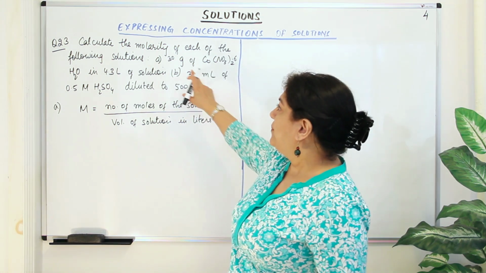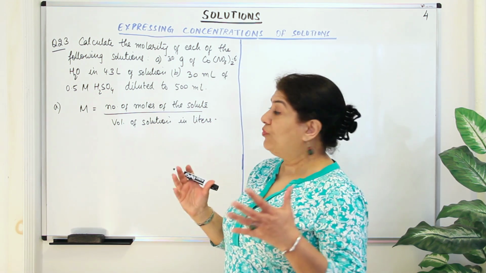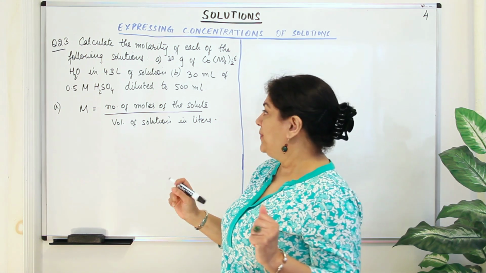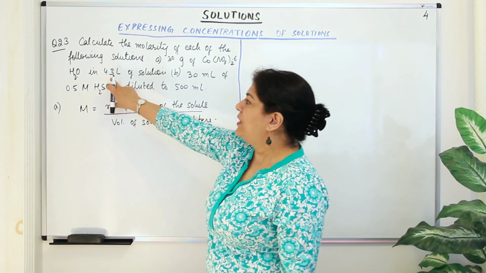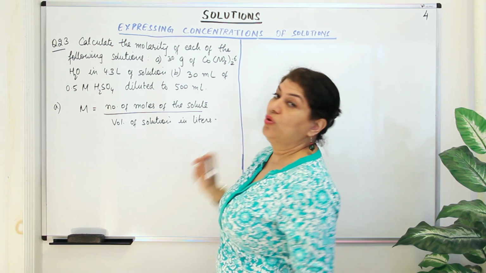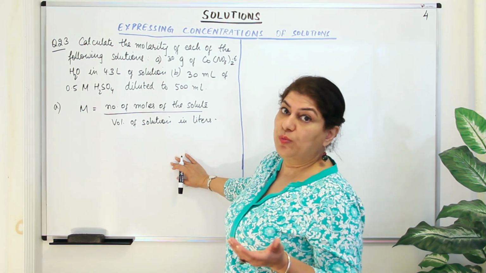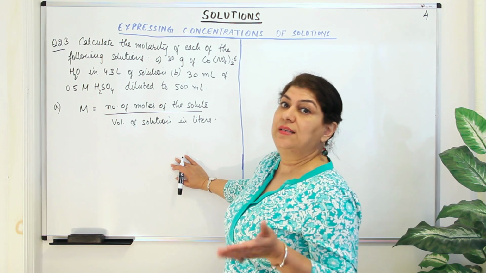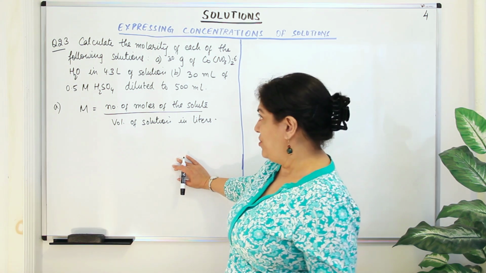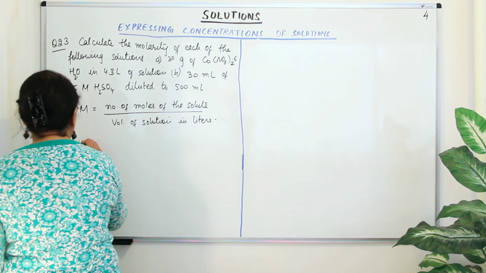What is the solute here? You have 30 grams of cobalt nitrate hexahydrate. So you've been given the mass of the solute and the volume of the solution. The volume of the solution is given in liters. So this part you already have, but you have to calculate the number of moles of the solute. In order to find out the number of moles of anything, the number of moles is equal to the mass divided by molar mass. And in order to do that, you need to have the molar mass. So let us first calculate the molar mass of cobalt nitrate hexahydrate.